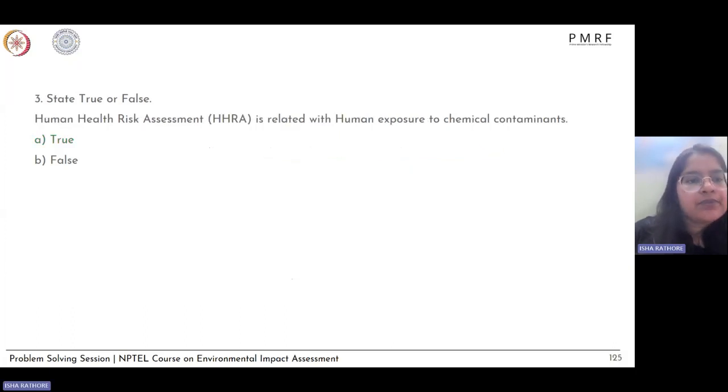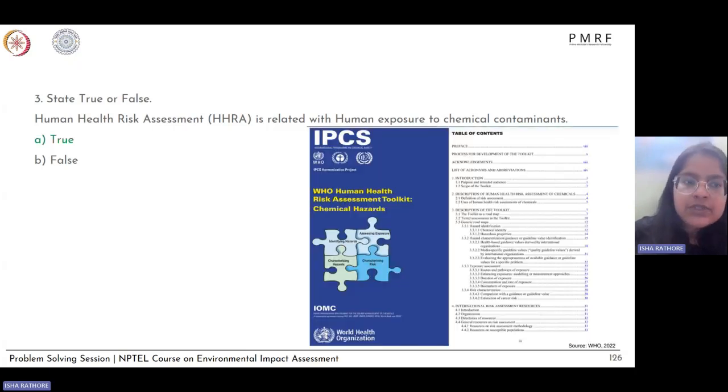Moving on, state true or false. Human health risk assessment, HHRA, is related with human exposure to chemical contaminants. Is the statement true or false? So the statement is true. The WHO's Human Health Risk Assessment, HHRA, is related with human exposure to chemical contaminants. So it involves identifying hazards, assessing exposure, characterizing hazards, and then characterizing risk. So A, true is the correct answer.